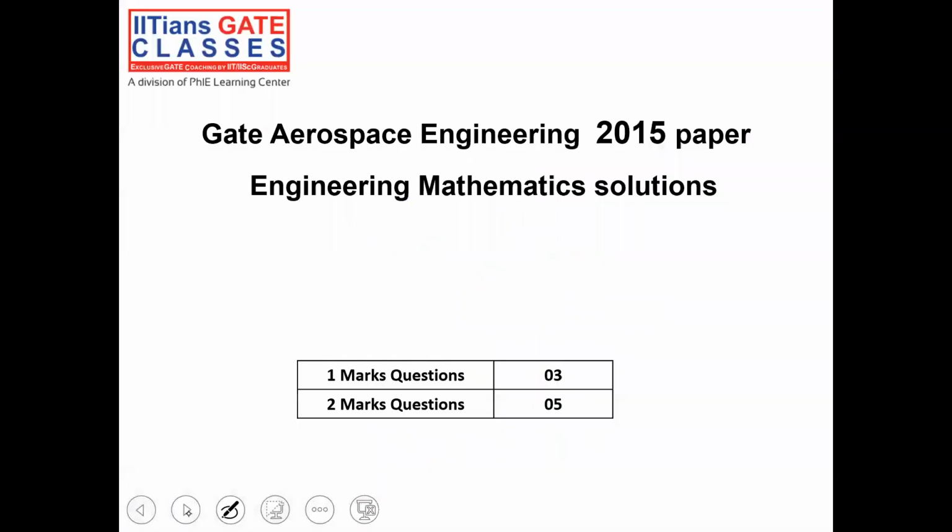In this video, we will be solving engineering mathematics questions which were asked in GATE 2015 paper of aerospace engineering. As we can see in this slide, there were total 8 questions asked in this paper, out of which 3 questions were asked for 1 mark and 5 questions were asked for 2 marks. So let's try to solve these questions one by one.